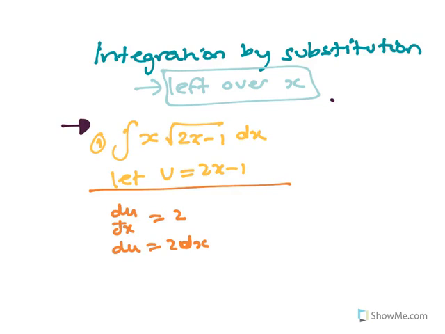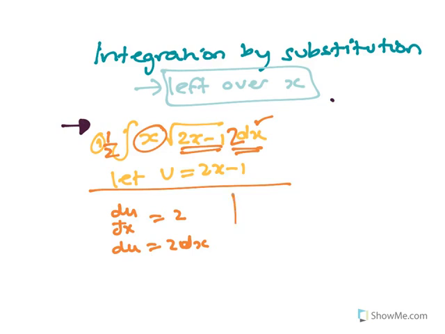So looking at this here, that means that needs to be 2 dx. So you put a 2 in there and take a half out the front. So that means you can get rid of the dx. You can get rid of the 2x minus 1 because it's just u. So we have this leftover x here.